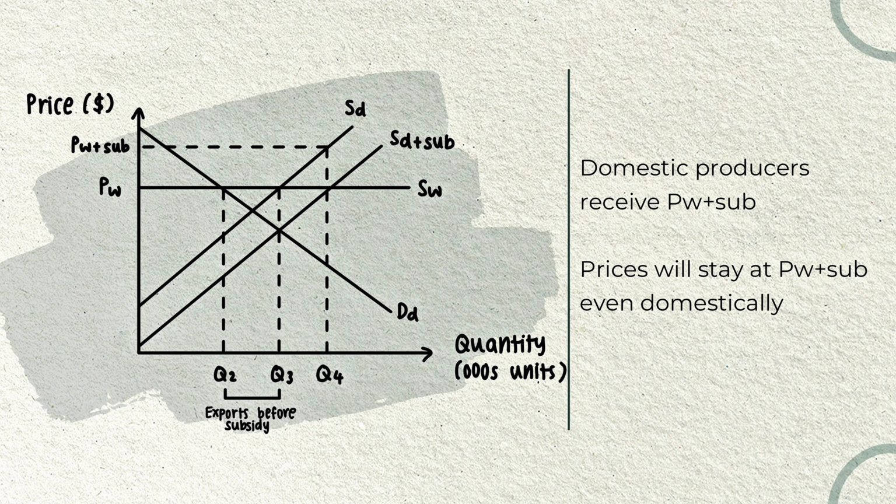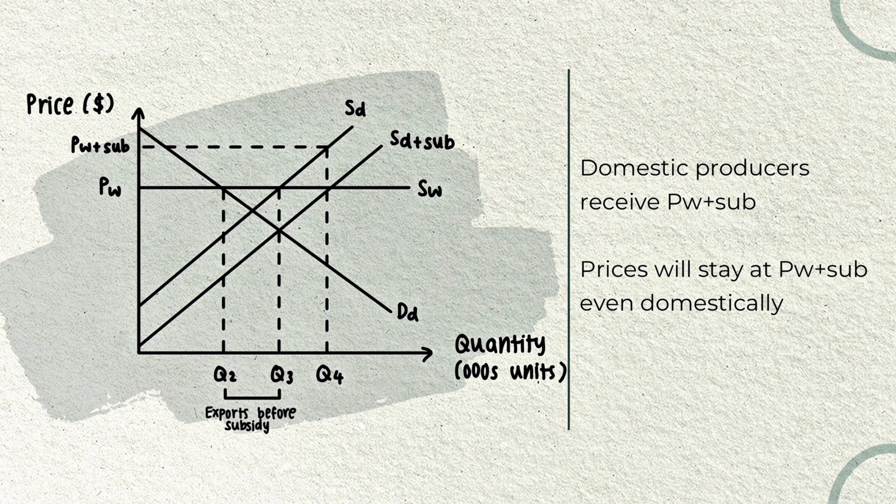So as a result of this, the domestic producers will receive PW plus sub. And because of this export subsidy, prices will stay at PW plus sub domestically, as firms will not want to sell domestically at PW when they know they can get a higher price exporting the same product. So they charge PW plus sub domestically as well.